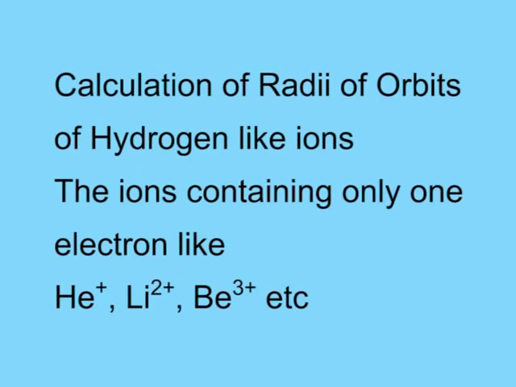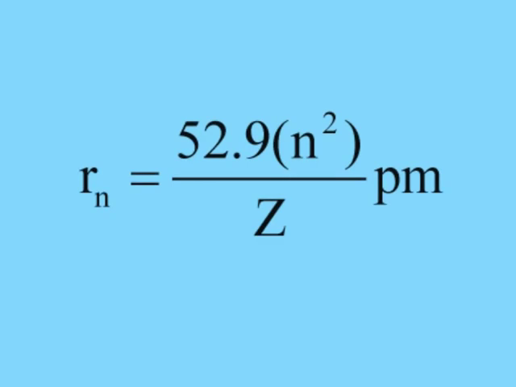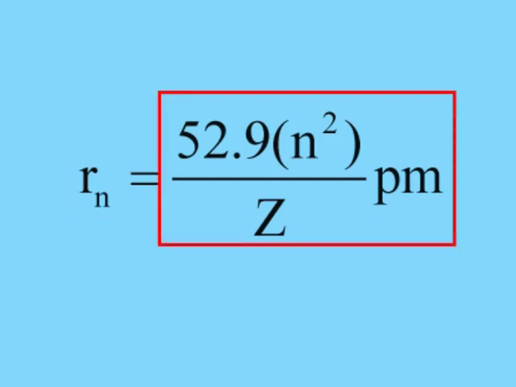Now let us have a look at the calculation of radii of orbits of hydrogen-like ions using Bohr's model of an atom. Bohr's theory can also be applied to the ions containing only one electron, like monopositive helium, dipositive lithium, tripositive beryllium, etc. The radii are calculated by the expression Rn is equal to 52.9 n square upon z picometer.